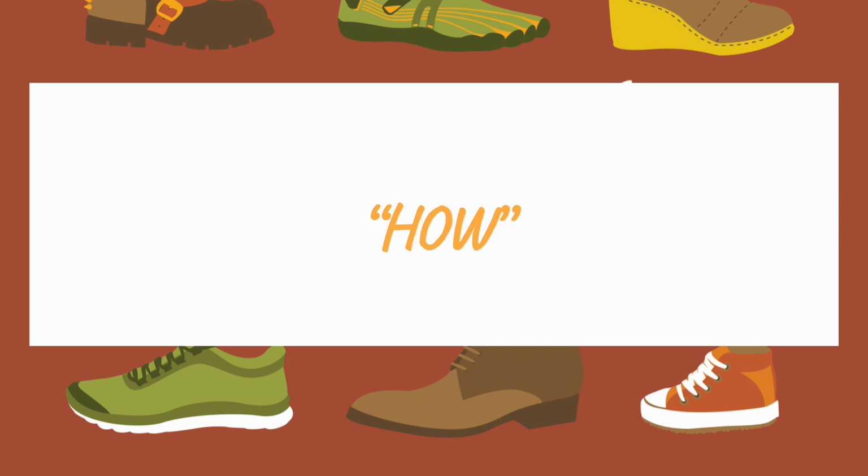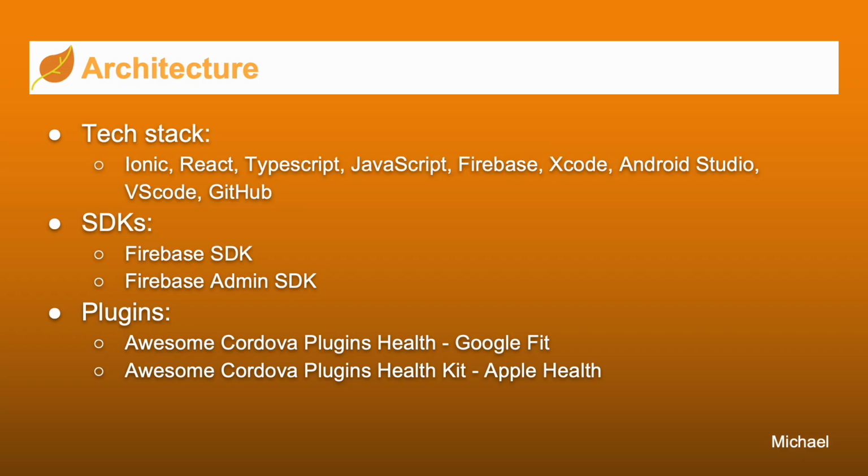And now we will get into how we accomplished this project. For our project, we used mainly three different languages for our coding, which consisted of React, TypeScript, and JavaScript. We used Ionic as our framework and Firebase as our backend service. For implementing for mobile devices, we used Xcode for iPhones and Android Studio for Androids. We used VS Code as our IDE, and we also used GitHub for our cloud services.